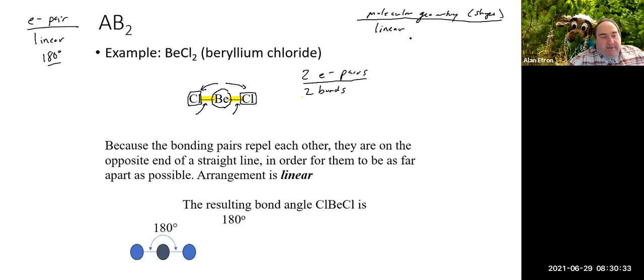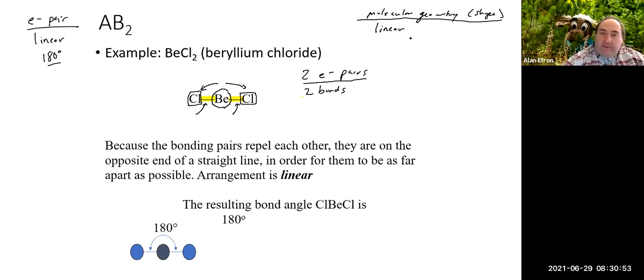So basically what we have here is two bonding electron pairs that decide, I want to get away from you as far as I can. Because there's only two atoms, they can go side to side of each other, as far away from each other as possible, 180 degrees, basically away from one another.